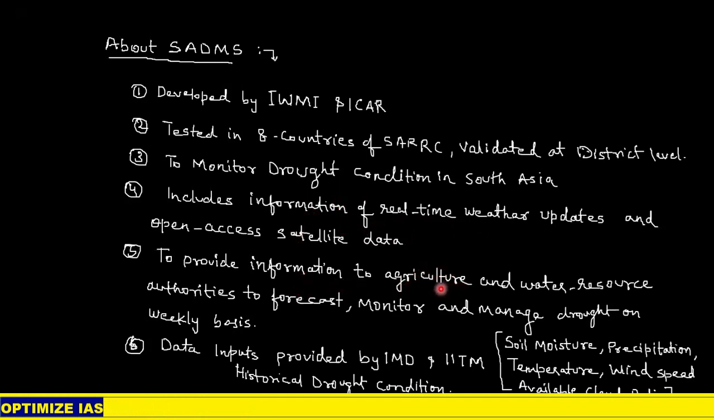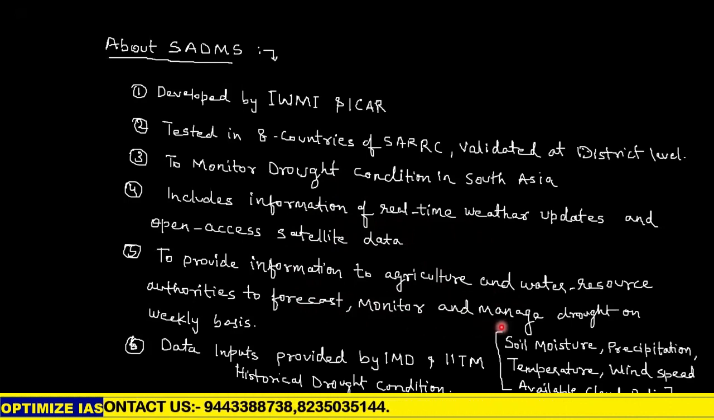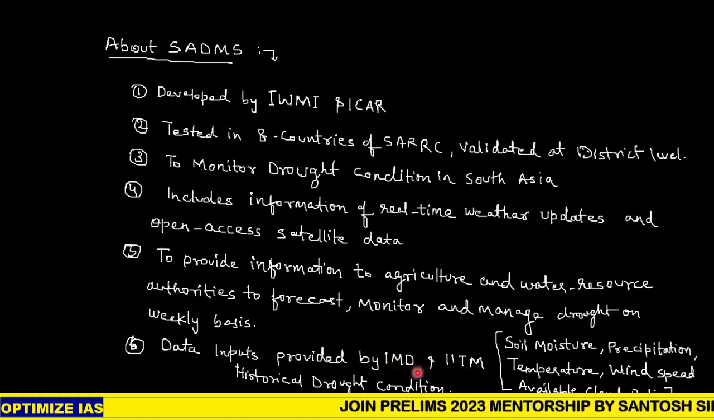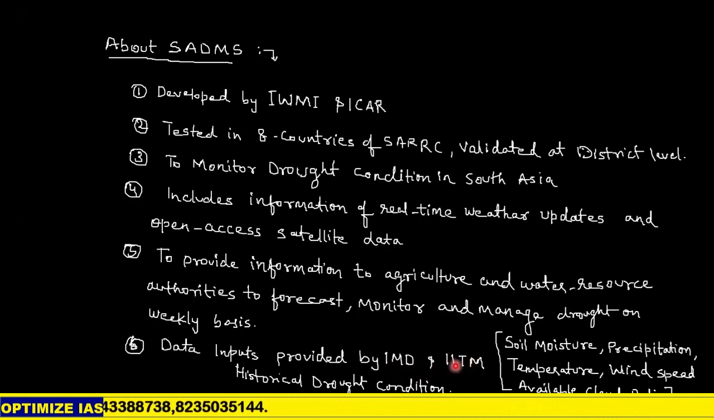SADMS provides information to farmers, the agriculture sector, and water resource authorities. This information will be used by the farming communities and the water resource managers to forecast, monitor, and manage the drought on a weekly basis. Data inputs are provided to this system through IMD and the Indian Institute of Tropical Meteorology. IMD means Indian Meteorological Department, and IITM means Indian Institute of Tropical Meteorology. Where is it? It is at Pune.